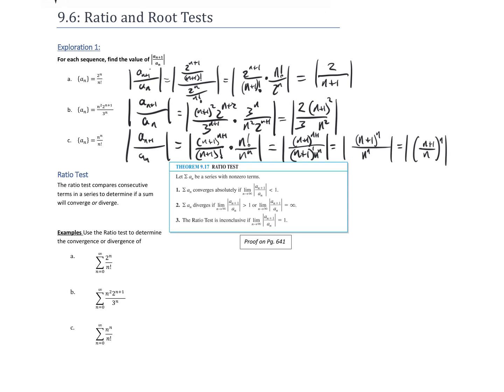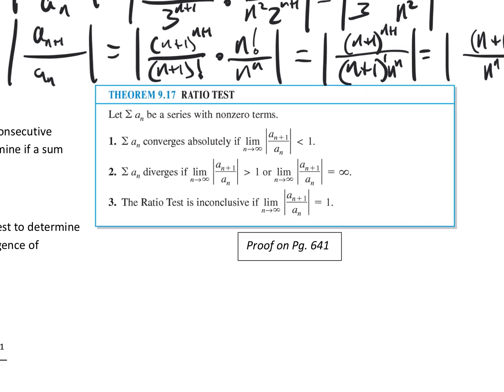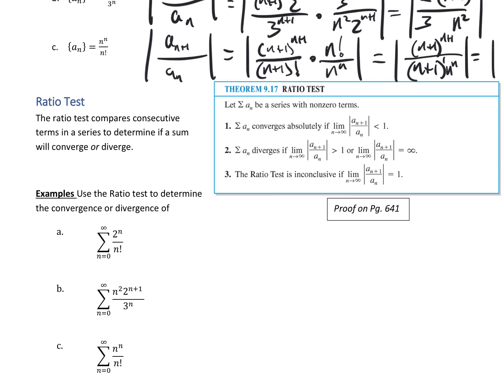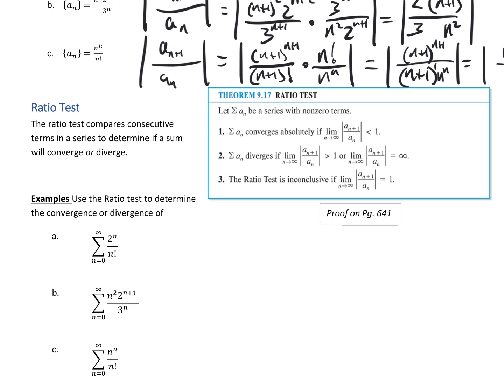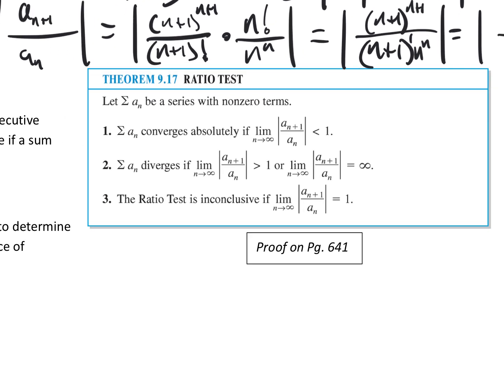And that doesn't mean too much to us until we bring in the ratio test. So here we have a new test. This is called the ratio test. This ratio test compares consecutive terms in a series to determine if the sum will converge or diverge. And here's how the ratio test goes. So we have a series. Now, by the way, this is an infinite series. It's implied.